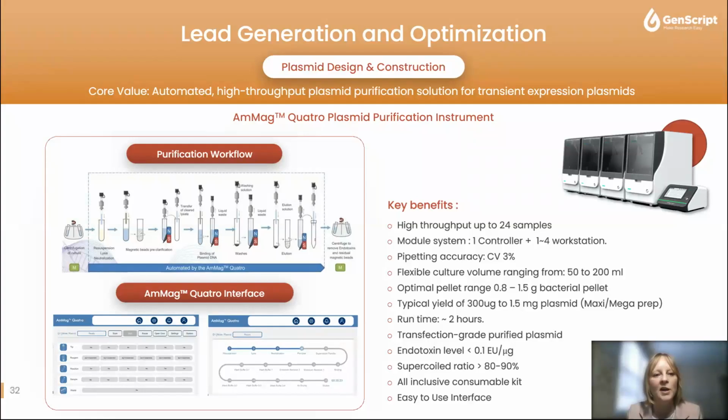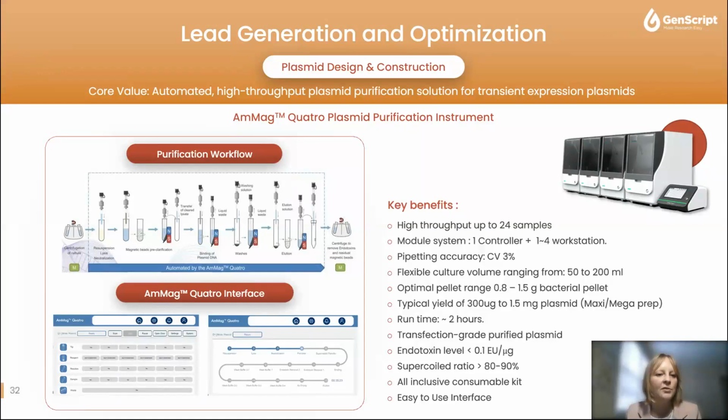If you're looking for a high throughput method for plasmid purification, our catalog products division offers automated solutions through their new AMAG Quattro. This is a modular design capable of purifying up to 24 samples with 6 samples per module, and all of these would be controlled from one control unit. Modules can be purchased individually or as a package.